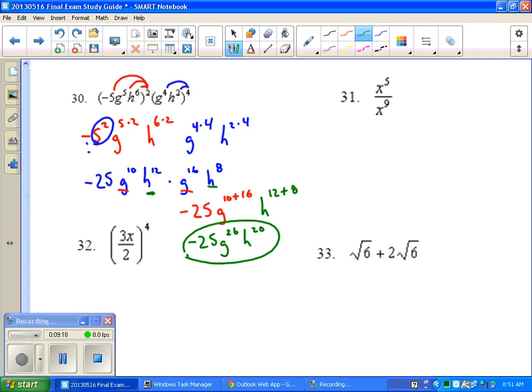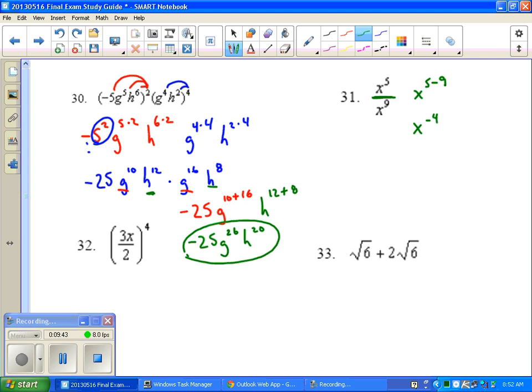Just like when you are multiplying the same bases, like the end of 30, you added the exponents. On number 31, it says over. Remember, that bar means divided by. Now we're dividing the same exponents, x divided by x. Addition goes with multiplication. Subtraction goes with division. So it becomes x to the 5 minus 9, which gives you x to the -4th power.